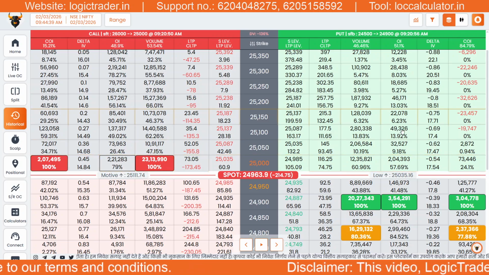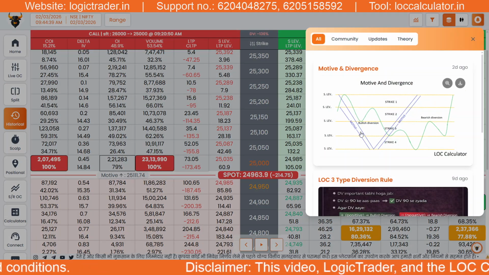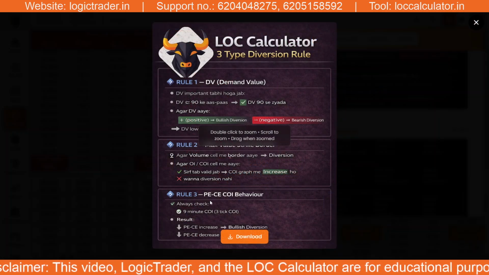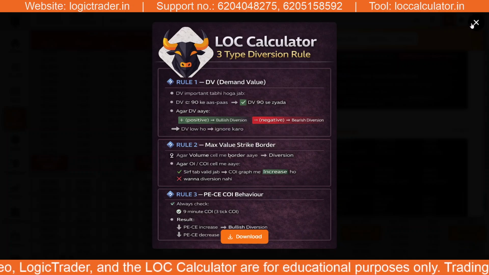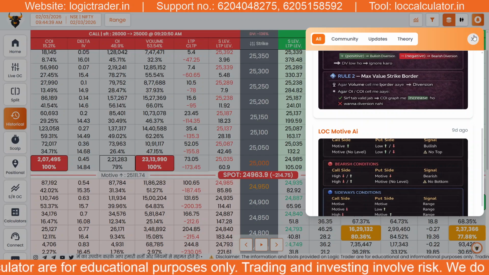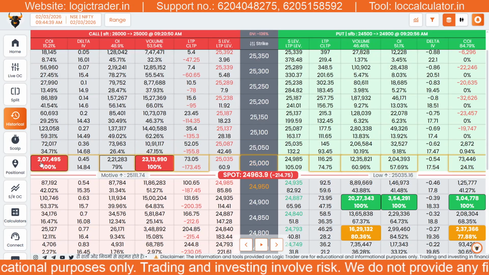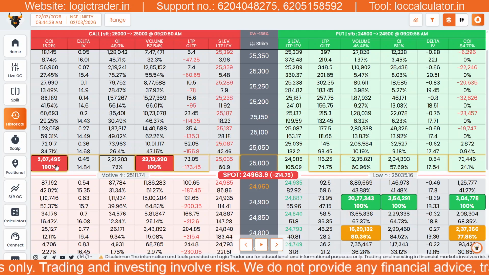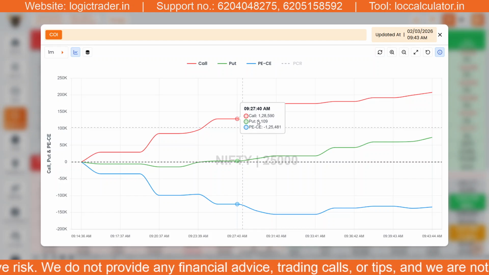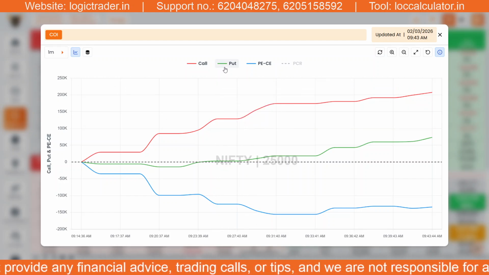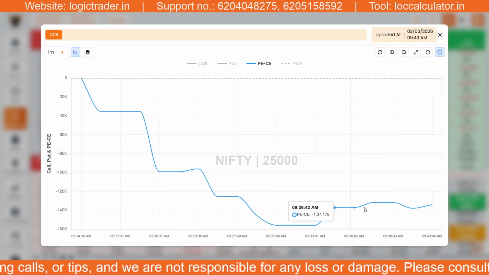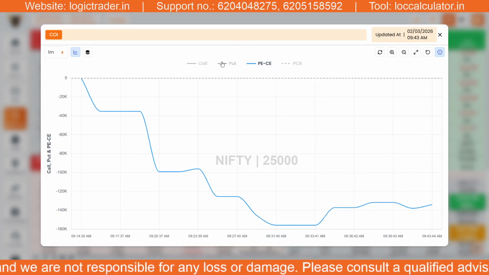Now the third one is PE minus CE behavior. For PE minus CE behavior, you simply need to click on the change in OI column of the strike you want to analyze. Once you click on it, the graph for that strike will open, allowing you to observe the PE minus CE movement of change in OI behavior in detail.